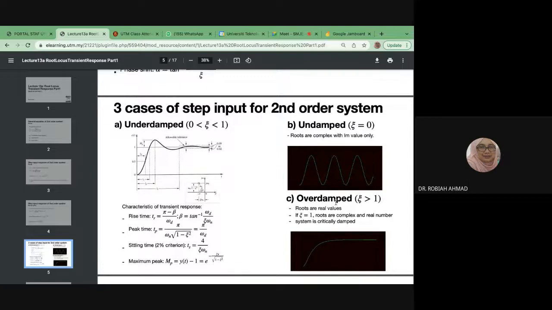And then yang number C adalah overdamp. Overdamp ni happen when all the roots are real. So the atas tadi when all the roots are complex, number bawah ni when all the roots are real, dia tak sampai kepada the input yang kita set. So this is called overdamp, when zeta more than 1. Undamped is when zeta equal to 0. So that's why we really want to look, kalau boleh kita nak the system to response lah kepada whatever the input that we put into the system.